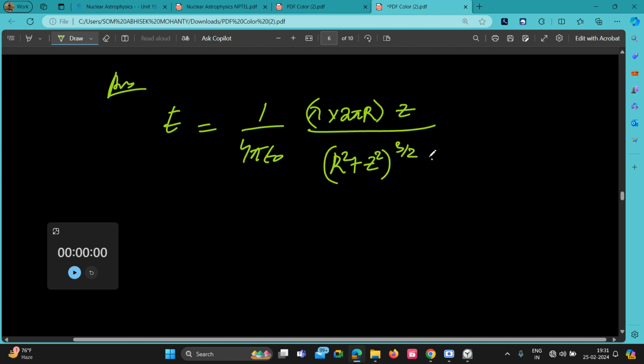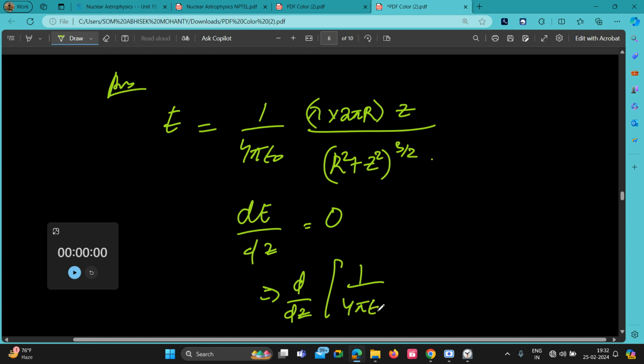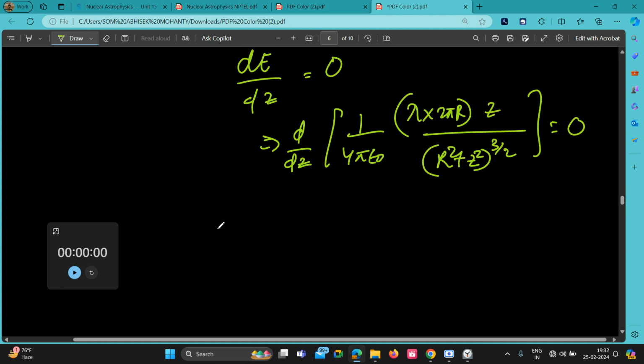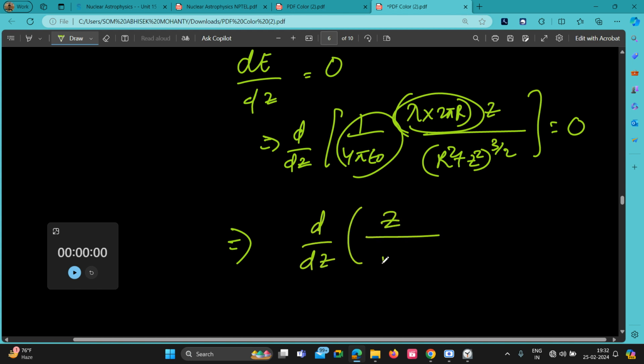So what is the question? The electric field is maximum if z is equal to what? That means we have to take dE by dz equal to 0, because the electric field is maximum for that z value. So d by dz of 1 by 4 pi epsilon naught lambda into 2 pi r into z over r square plus z square whole to the power 3 by 2 is equal to 0. The constants go to the other side and become 0. So d by dz of z by r square plus z square to the power 3 by 2 is equal to 0.